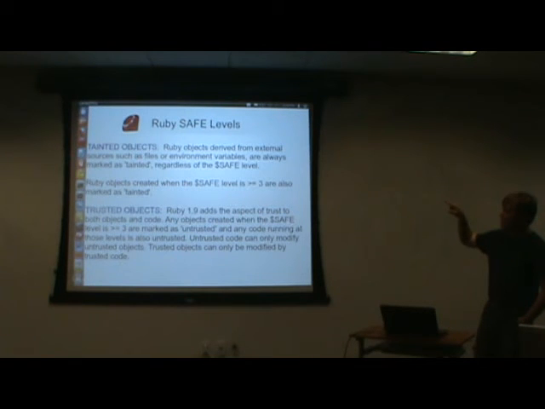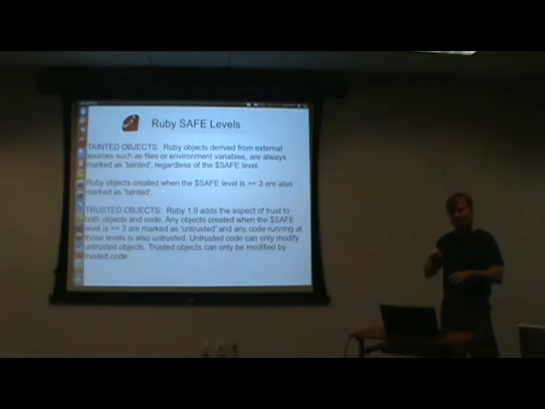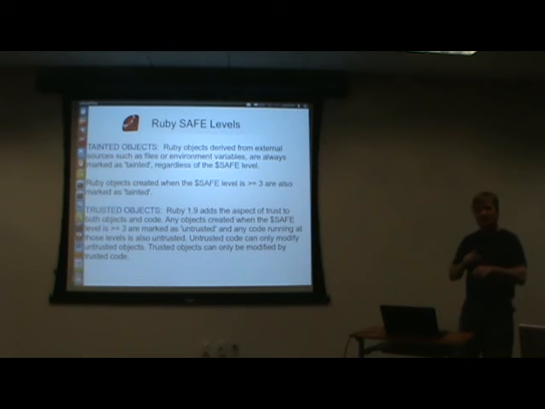Actually any Ruby object derived from an external source is tainted. Even if you have just a program where you're doing a gets, saying input this, and someone types in a string, even if your safe level is 0, that object is marked as tainted because it comes from an external source. If you try that, you'll see that that's true. So anything from an external source is tainted. If it comes from an environment variable, something that someone enters, it's tainted.